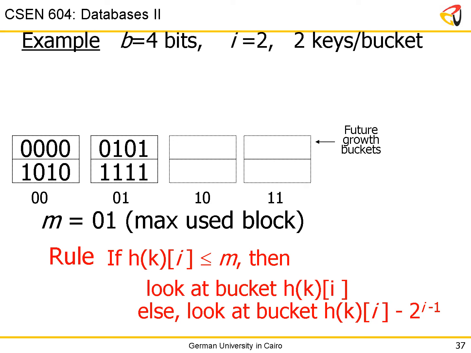So this is going for a bucket that I don't have, or a page that I don't have. Like for example, when I was inserting 1010 or when I was inserting 1111. If you look at the case for inserting 1010 as an example, h of k sub i is 10. Is it less than or equal to m? No, because 10 is bigger than 01, even in decimal and as well in binary.